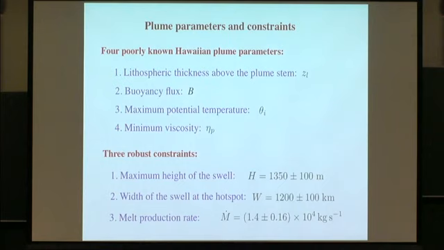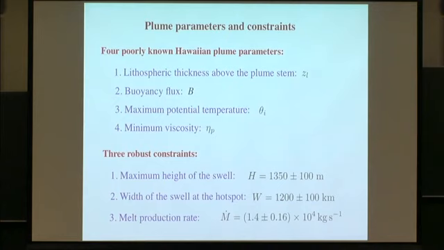The first is the lithospheric thickness right above the plume stem, which governs how high the plume is able to rise before it spreads laterally. The second is the buoyancy flux. Buoyancy flux is a measure of the strength of the plume. It's how fast buoyant material is being supplied through the plume stem up to the lithosphere.